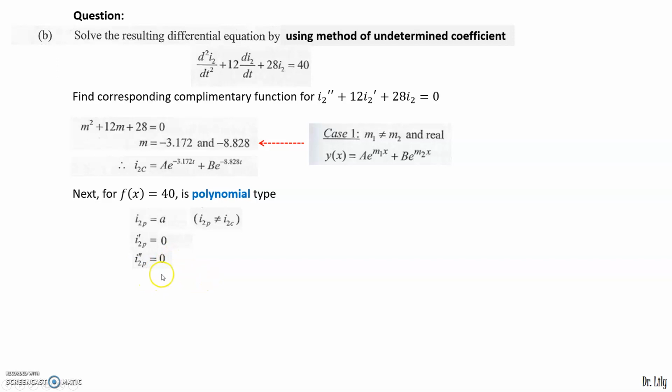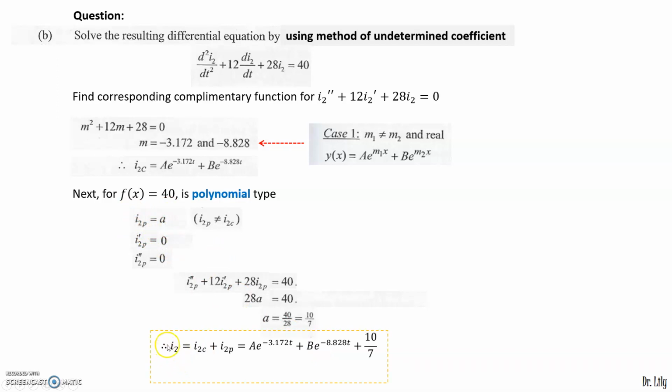Lastly, we need to substitute the values of I2p double prime, I2p prime and I2p into the given ODE. The given ODE is I2p double prime plus 12 I2p prime plus 28 I2p equal to 40. So we just substitute. Here is 0, here is 0. I2p is equal to a, so we have 28a equal to 40, so a is equal to 10 over 7. So now I2p is equal to 10 over 7.